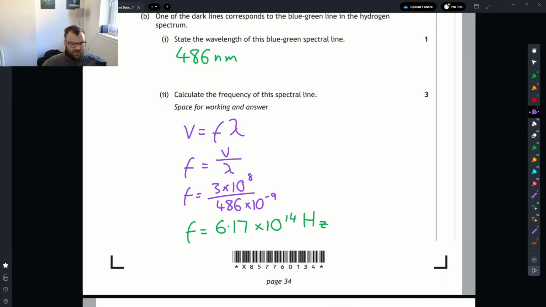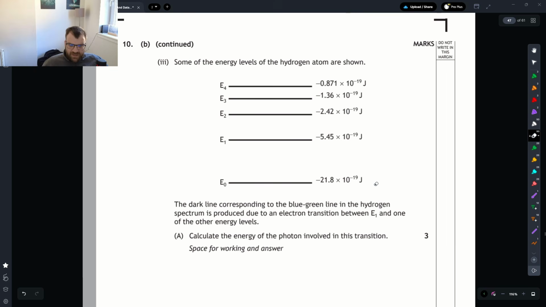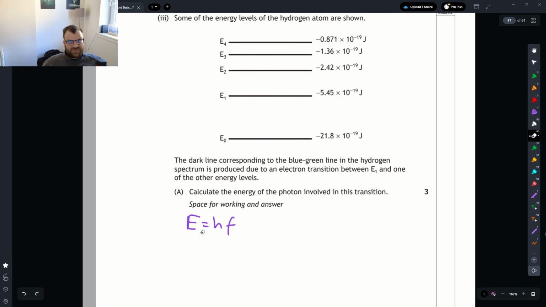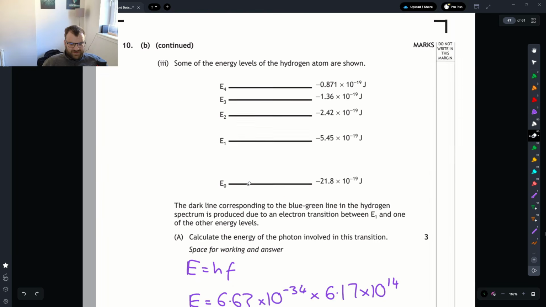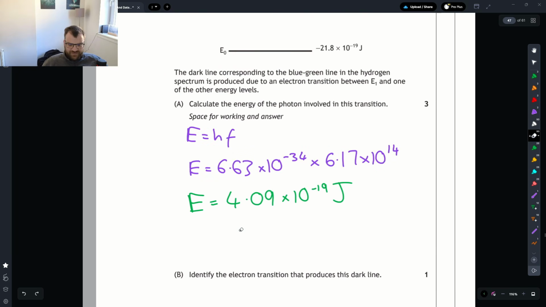That gives us 6.17 times 10 to the 14 hertz as our answer there. In this next question, we're asked to figure out the energy involved this time. So this will be E equals hf, and it's going to be the 6.63 times 10 to the minus 34 that we've used before. And then we've got our frequency from the previous part, times 10 to the 14. Ping that in, 4.09 times 10 to the minus 19 joules.